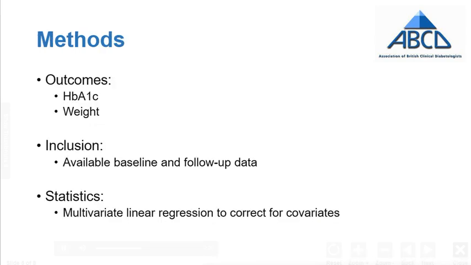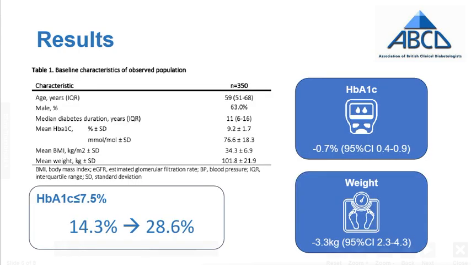For this assessment of oral semaglutide, we looked at the outcomes of HbA1c and weight and included all individuals with available baseline and follow-up data for one of the outcomes of interest. For the analysis, we used a multivariate linear regression analysis to correct for any changes in covariates and for baseline characteristics. The results are on screen at the moment.